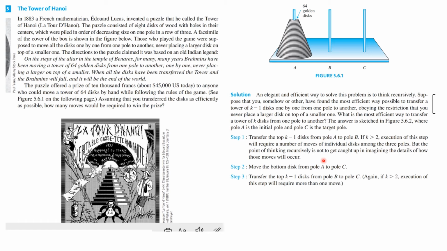And then, step 2 is move the bottom disc from pole A to pole C. And then you transfer the top k-1 from pole B to pole C. And again, if k is greater than 2, execution of this step will require more than one move. Let's look at the picture now and see what we're doing.